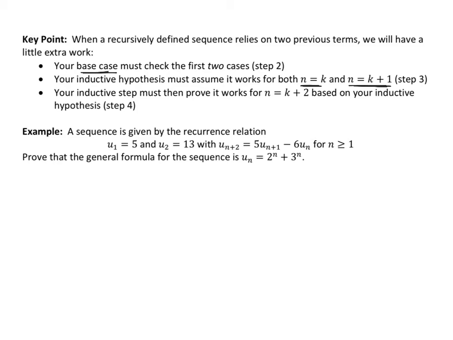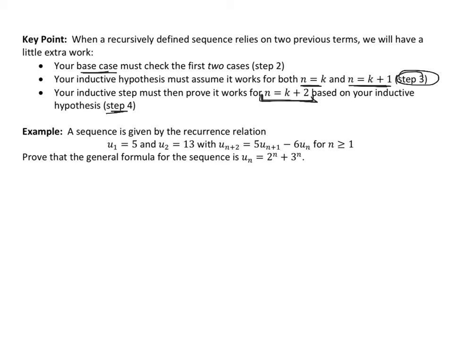And finally, your inductive step 4 then has to prove that it works for n equals k plus 2, because, again, the recurrence relation is skipping across two terms, not just to the next one, and that is, again, still going to be based on your inductive hypothesis, which came from step 3. So you're going to find that this is, I think, a fairly natural thing that happens, but I wanted to make sure that we mentioned it and that we talked about it specifically.